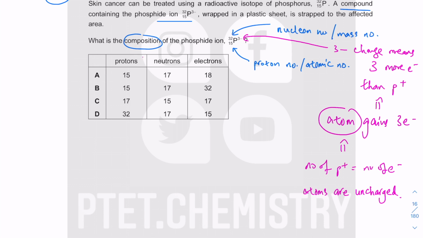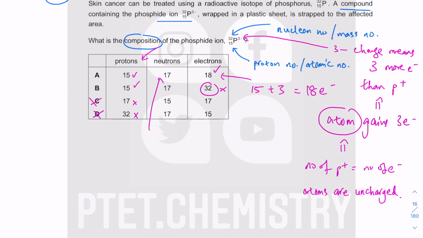So starting off with protons, I will have 15 protons, not 17 or 32, because the number on the bottom left is 15. The electrons will not be 32, because I started from 15 electrons if I'm the phosphorus atom, because equal numbers of protons and electrons give me 15 electrons for the atom, but then I gain 3 electrons, so 15 plus 3 will give me 18 electrons. You gain electrons because you are a negatively charged ion.